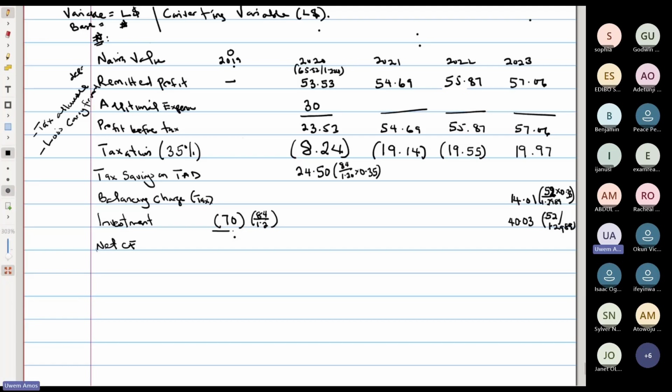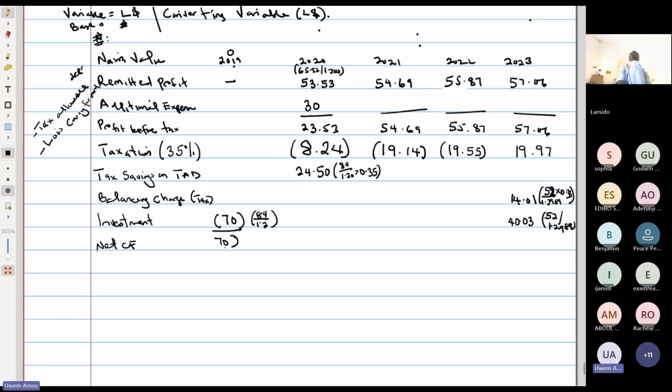So this is 70, which is a negative value. This one is pretty straightforward. Okay, no, I need to subtract that. Let's begin with the first one: 23.53 minus 8.24 plus 24.50. We have 39.79.